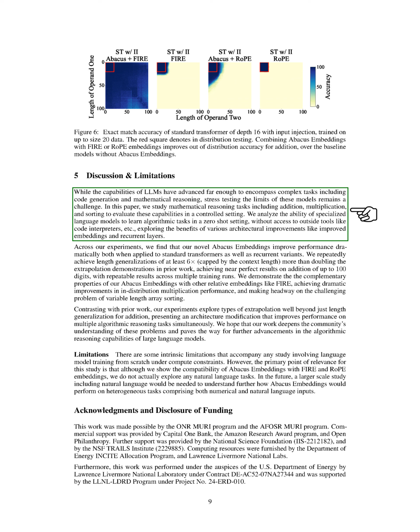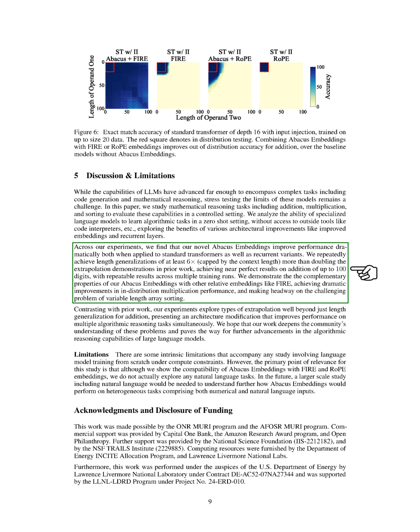Moving on to the discussion and limitations, we acknowledge the advancements in language models, LLMs, for complex tasks like code generation and mathematical reasoning. However, pushing these models to their limits remains a challenge. We focus on mathematical reasoning tasks such as addition, multiplication, and sorting to evaluate the capabilities of specialized language models in a controlled environment. Our study investigates the ability of language models to learn algorithmic tasks without external tools, emphasizing architectural enhancements like improved embeddings and recurrent layers.